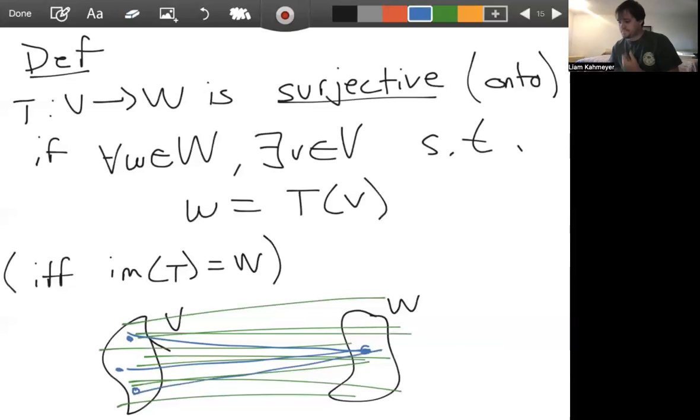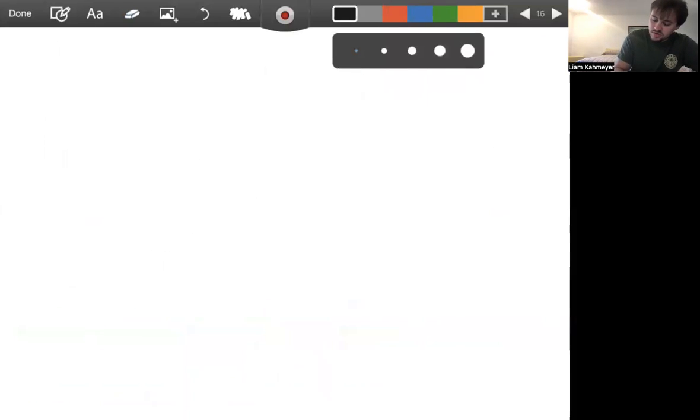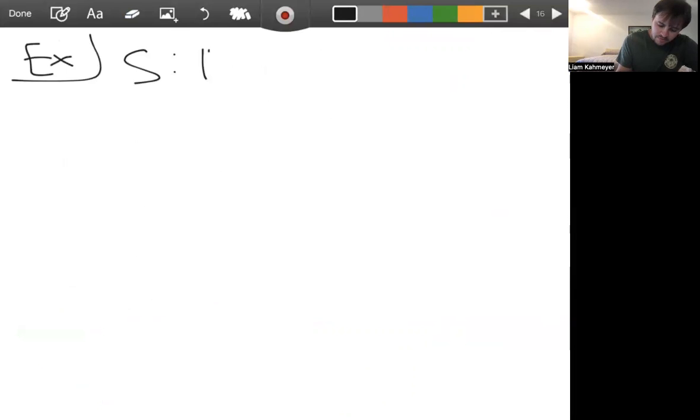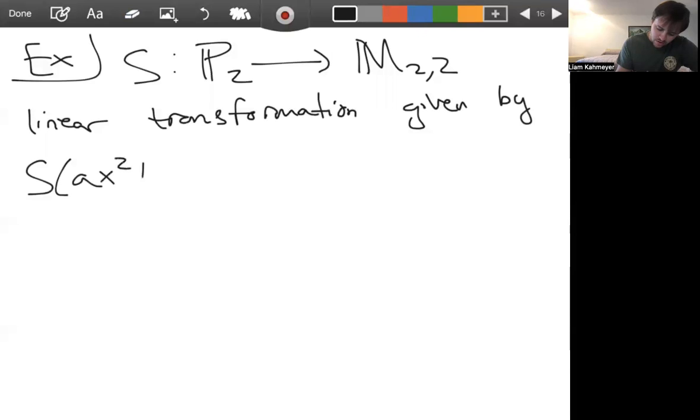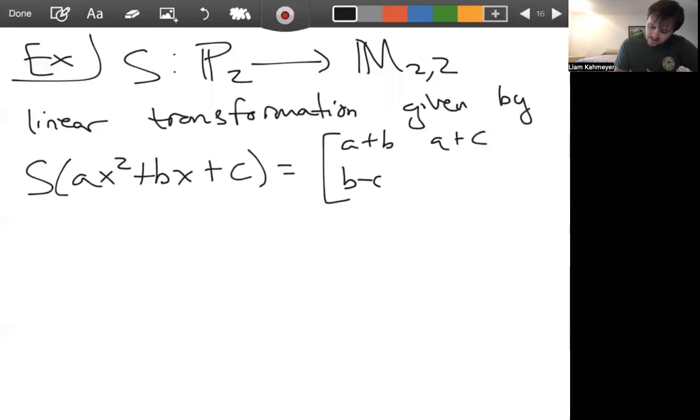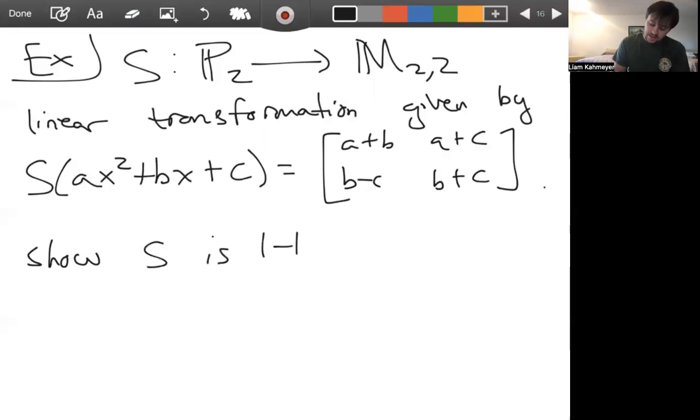So just to remind ourselves and be very explicit about injective and surjective maps, and hopefully increase our understanding, let's look at an example. Let's say S is the map from polynomials of at most degree 2 to the set of all 2 by 2 matrices. Let this be a linear transformation given by S of ax squared plus bx plus c equals the matrix with rows (a plus b, a plus c) and (b minus c, b plus c) for every polynomial in the domain. So let's show that S is 1-to-1, or injective, but not onto.